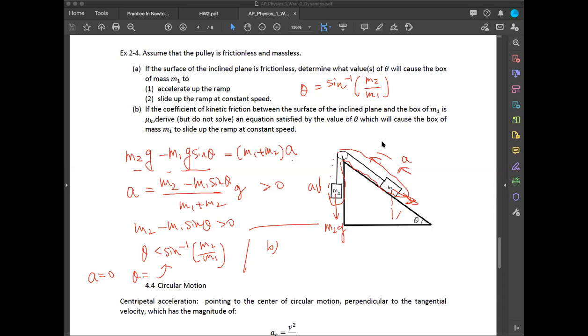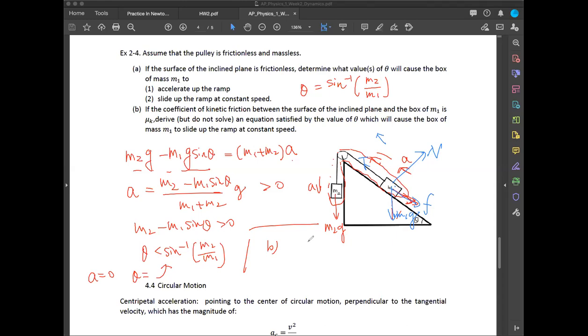Since it slides up, the direction of the kinetic friction must oppose the direction of motion, which means it has to go this way. Because it slides up, this is how you define the direction of friction. Also, there is M1g, and the normal force perpendicular to the interaction surface, like that. And the tension here.